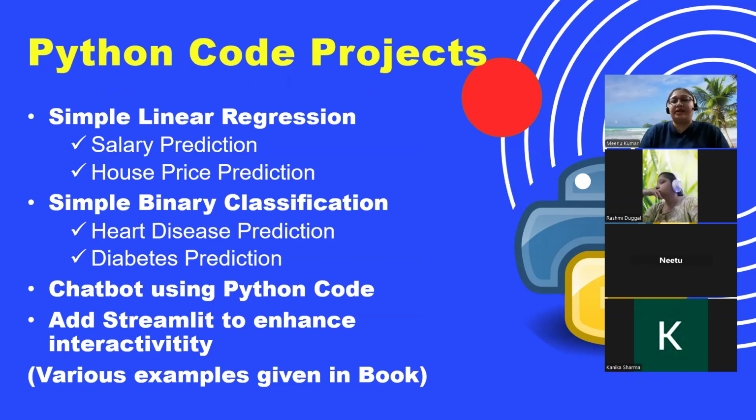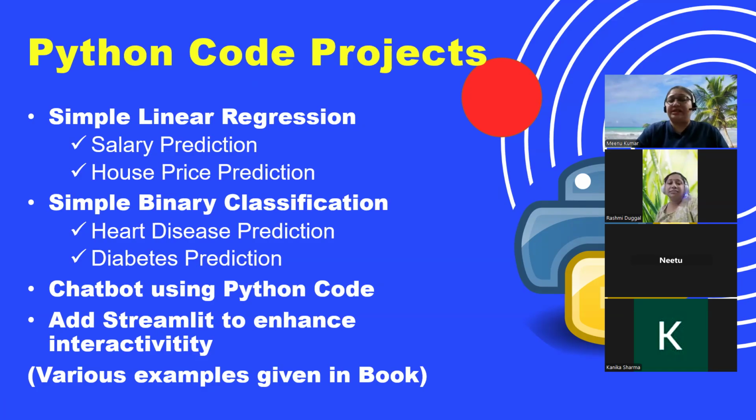So in that, you have the salary prediction, house price prediction. As I said, all the data sets are available in Kaggle, and there are various examples given in the book also. Then you have the simple binary classification. In that you have the heart disease prediction, the diabetes prediction, and the chatbot you can create using Python code. Now in this, if you want for your students, you can add the Streamlit library to enhance their interactivity. So you develop a web browser link, and that you can share also.